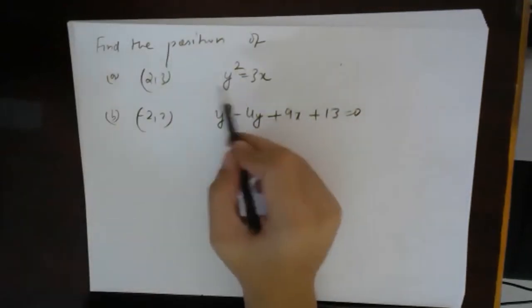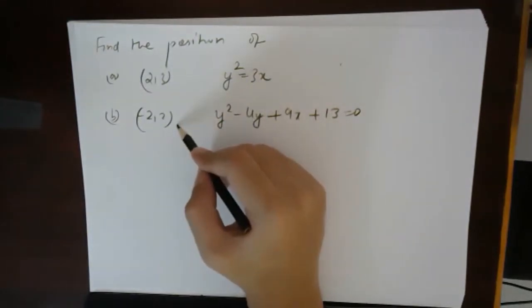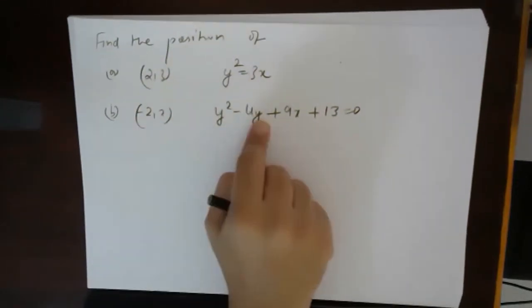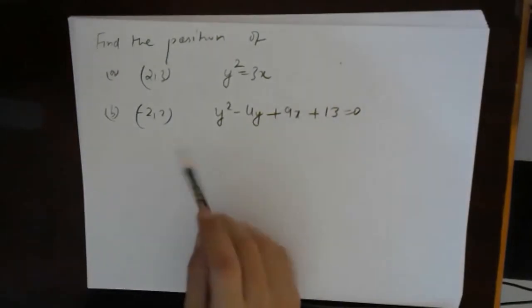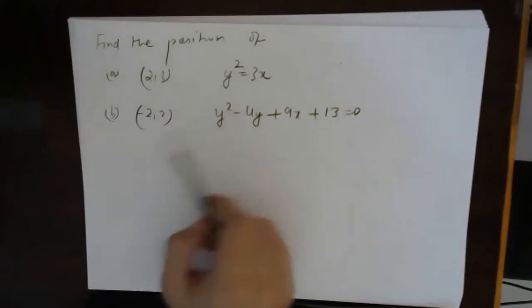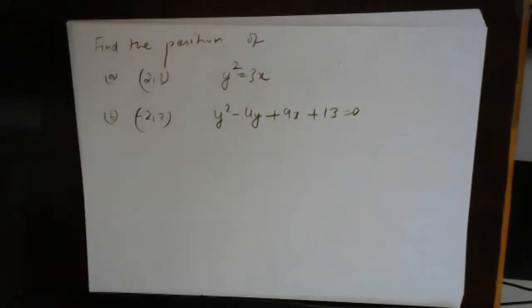Okay, so the first point is (2, 3) with this parabola equation. The second point is (-2, 2) and the parabola is given. You have to find the position of the points with respect to the parabola. Check the position for the first one and the second one.